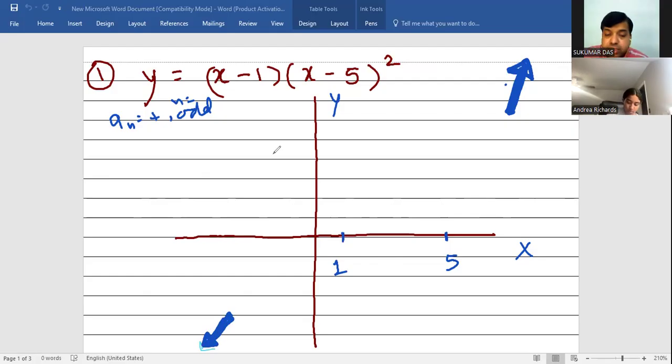Now, starting from the left-hand side, we will start drawing our graph. Here you see x is equal to 1. Its multiplicity is odd, so that means it will cross. You can make one straight line, later on we will make it curve. Then x is equal to 5. Multiplicity is 2, so it will bounce off. This is the rough graph. It will bounce off. Simple.